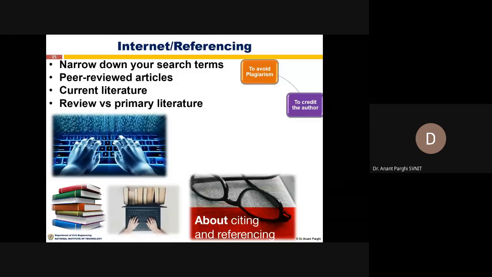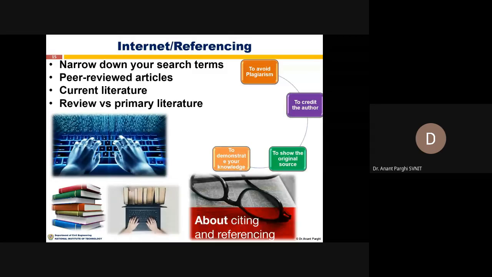If you are a doubtful integrity person, you will submit the paper to a bad journal because you have a doubt whether you plagiarized or not, right? Because you are not giving the proper credit to the society to show the original sources, right? Whenever you write, you need to show where you got this idea, where you brought the sentence from, right? And then to demonstrate your knowledge.